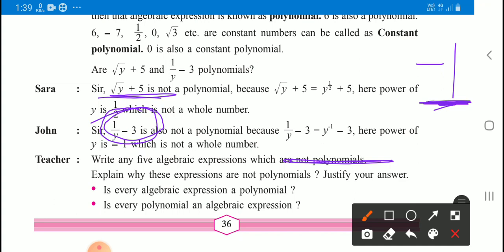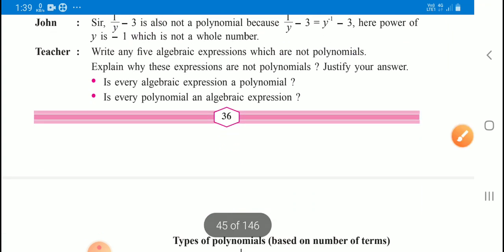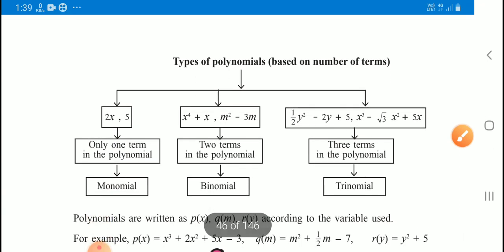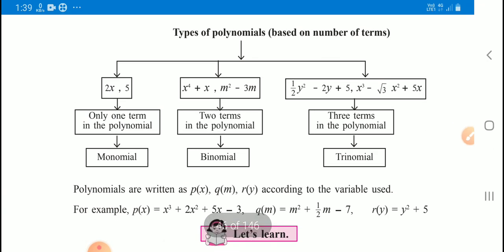Is every algebraic expression a polynomial? That you have to see. And is every polynomial an algebraic expression? By this you will understand. Now next they have given the types of polynomials based on the number of terms.